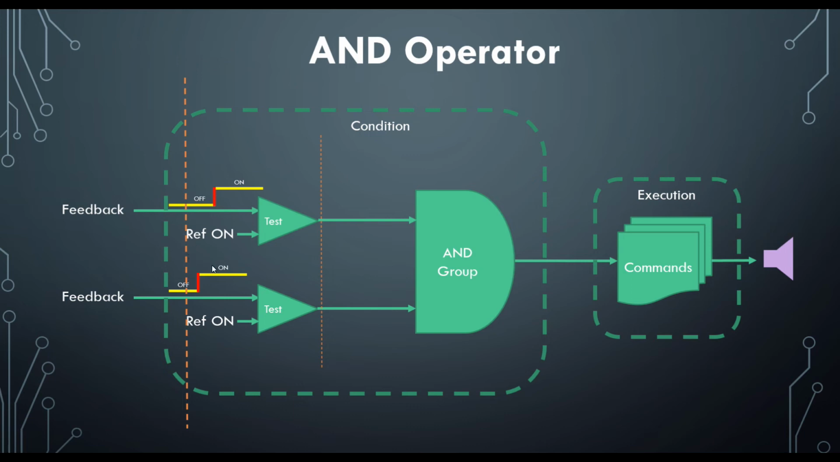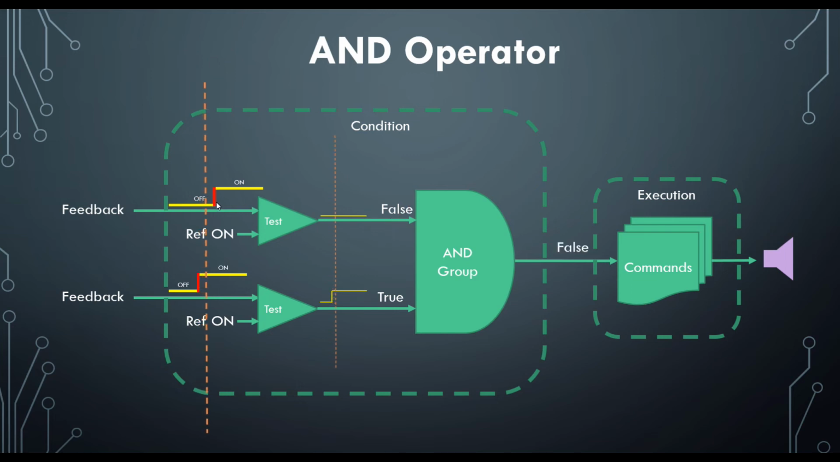This feedback sensor is going to turn on first. The output of its test will go high, meaning that the test is true. On the other feedback sensor, its state at that precise time is still in the off position. So its state does not match the reference state, therefore the output of the test is low, meaning that the test is false.